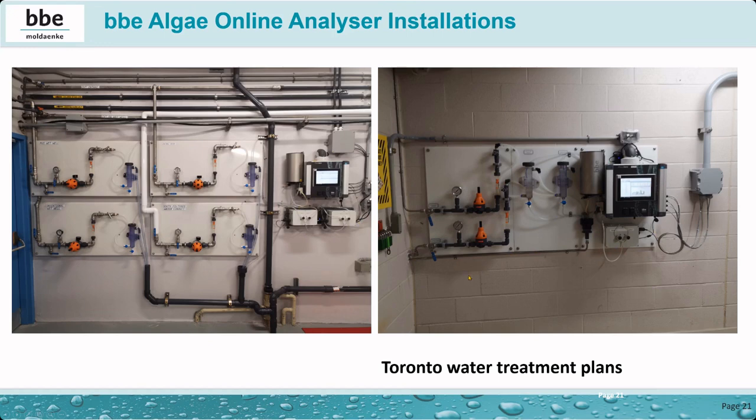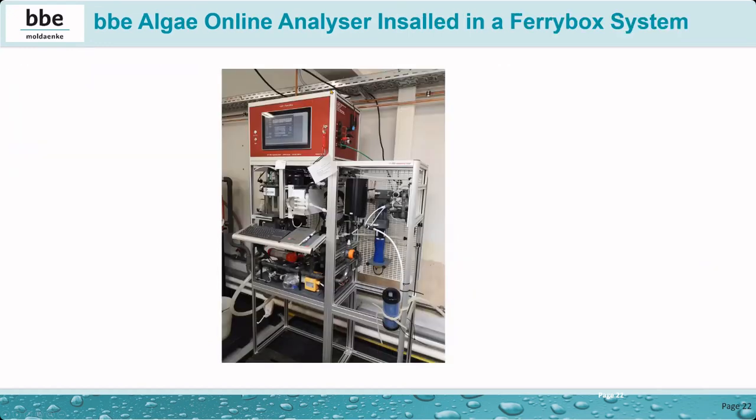They have 2 treatment plants, one with 4 valves and the other with 2 valves. The typical application is on a ferry box system. You see here a flow-through instrument, and you measure PCO2, dissolved oxygen and other parameters with it. Here they integrate our Algae online analyzer sensor to get the content of the different algae. That's a typical application to have an automatic system for different parameters.